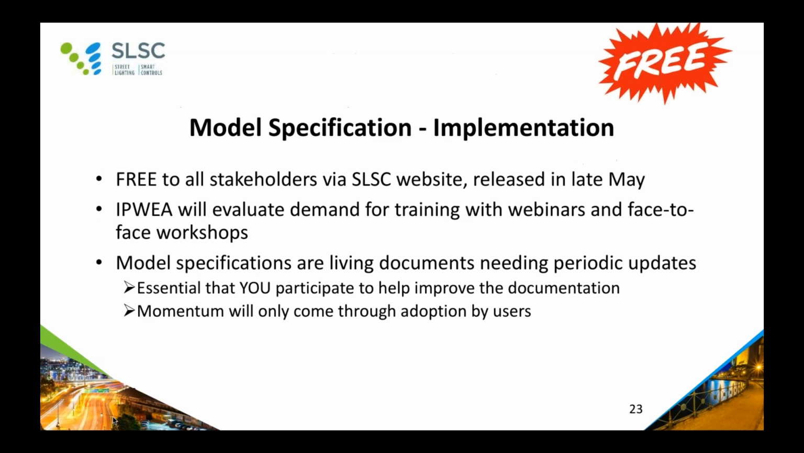And as far as implementation is concerned, the model spec coming out within a month or so will be free to all stakeholders via the website, released in late May, and IPWEA will then evaluate the demand for training processes and education that will inevitably be required in order to deeply go into the Q&A side of things, and will undoubtedly come up with some sort of training program customized to the needs and responses that we get back.